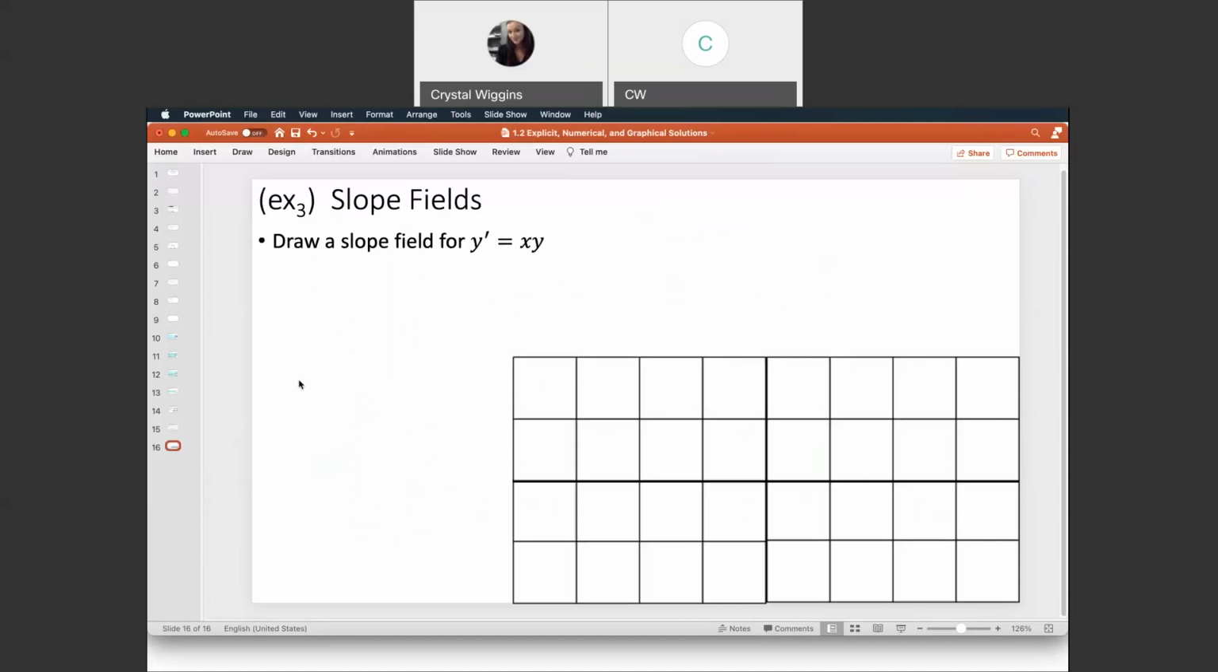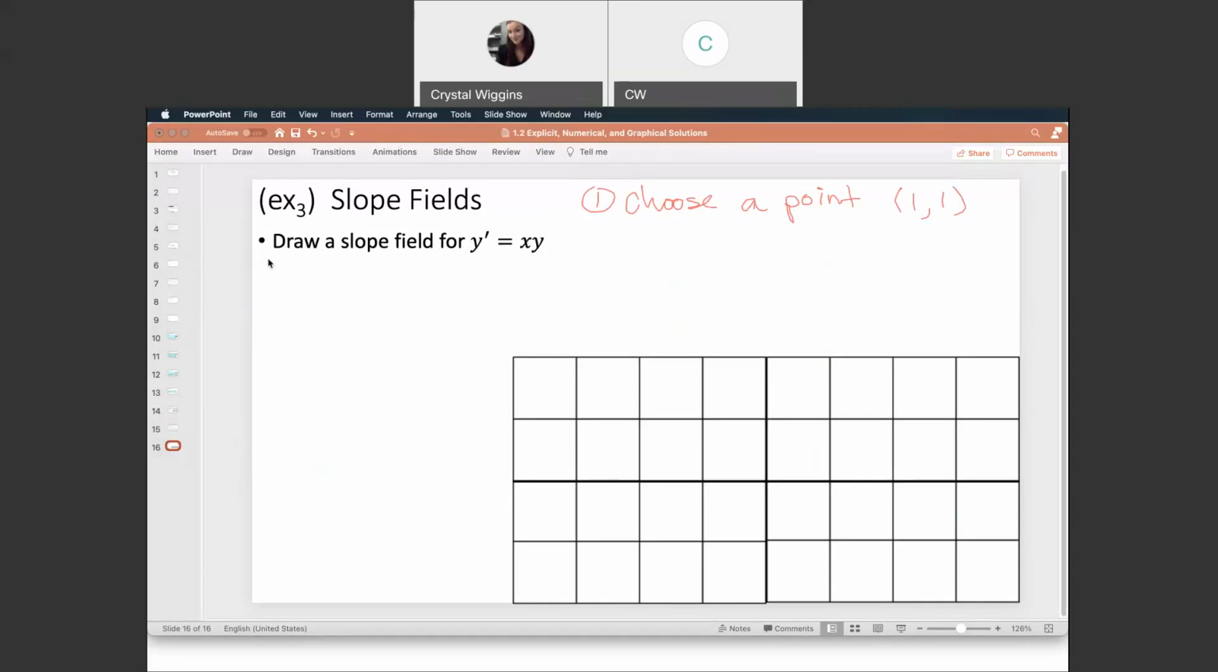Let me show you an example of slope fields here. If we are given the differential equation y prime is equal to xy, and we want to draw the slope field, let's follow these steps. Step 1, choose a point. I like to stick with the basic center, the origin. So I'm just going to choose the point (1, 1).